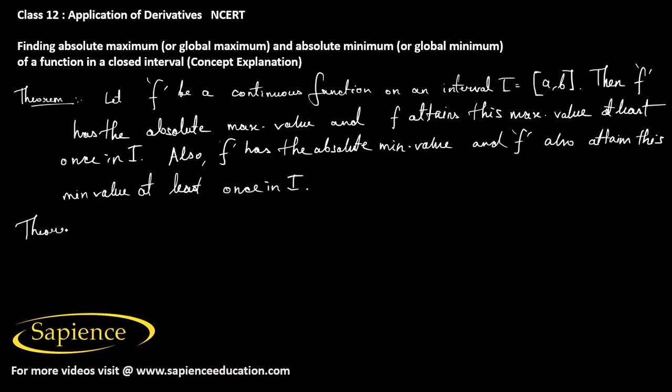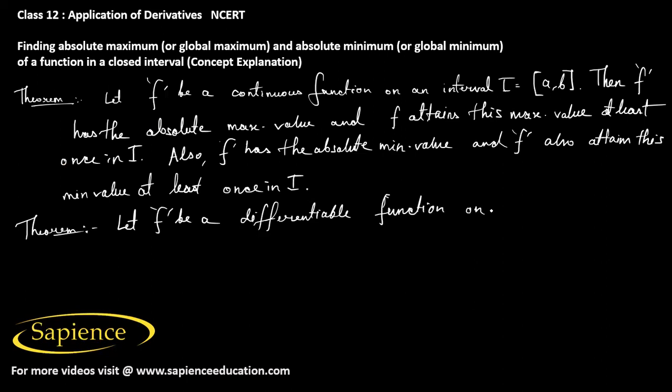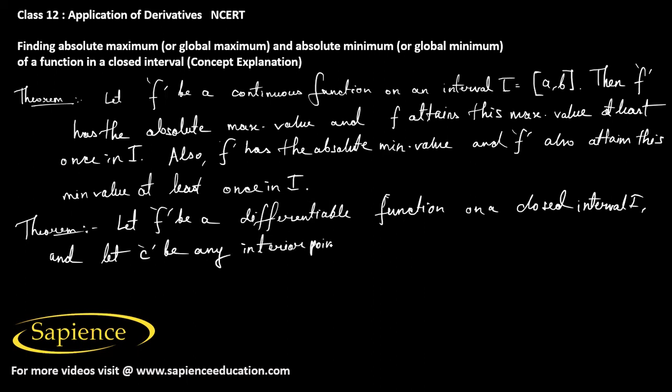And then there is another theorem which says that let f be a differentiable function on a closed interval I, and let C be any interior point of I. Then f dash C is equal to 0 if the function f attains. So the first rule is that f dash C will be equal to 0.